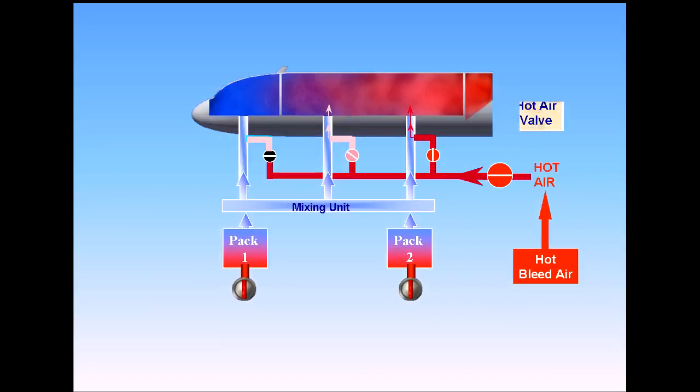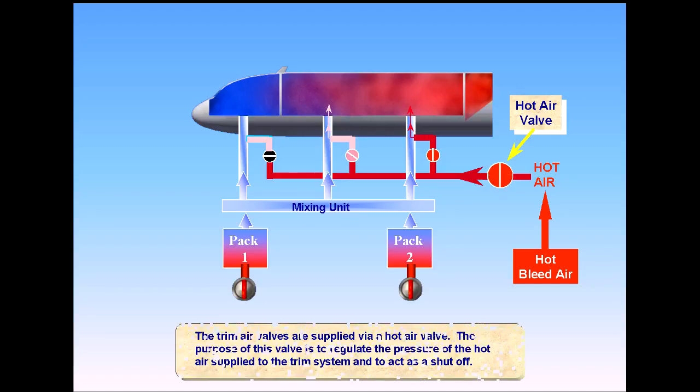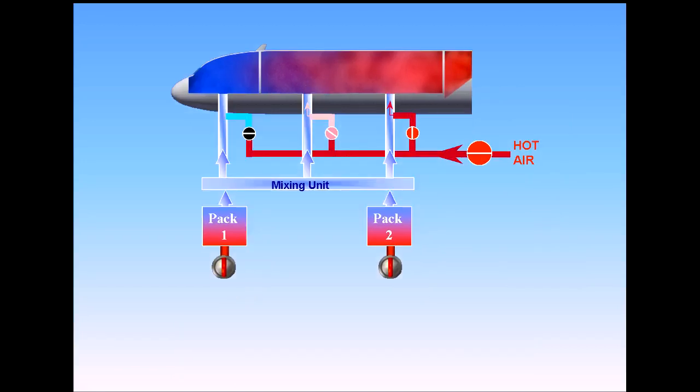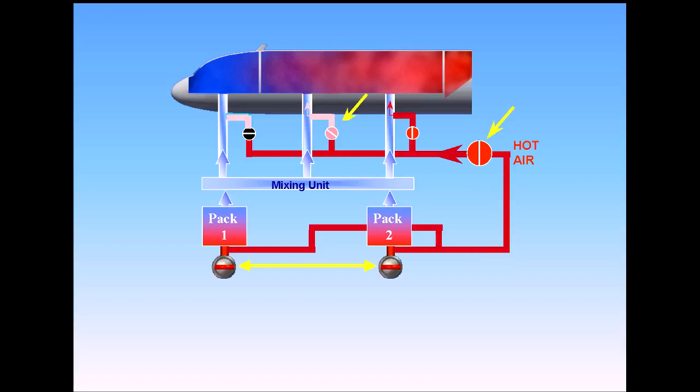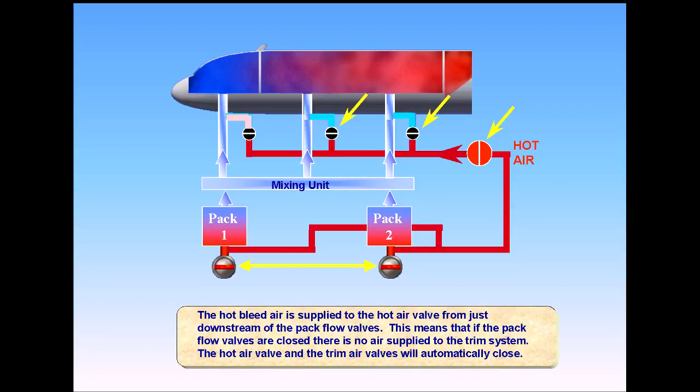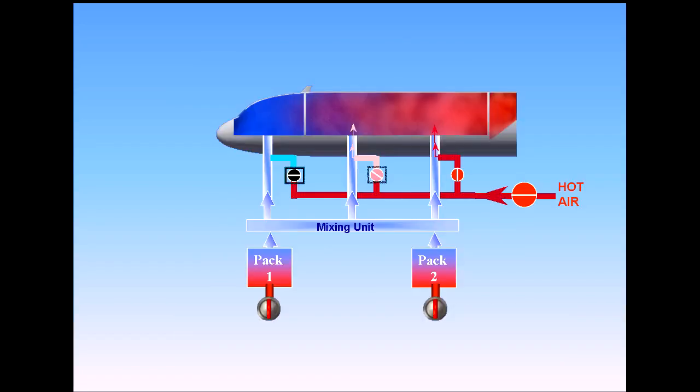The trim air valves are supplied via a hot air valve. The purpose of this valve is to regulate the pressure of the hot air supplied to the trim system and to act as a shutoff. The hot bleed air is supplied to the hot air valve from just downstream of the pack flow valves. This means that if the pack flow valves are closed, there is no air supplied to the trim system. The hot air valve and the trim air valves will automatically close. The trim air valves and the hot air valve are controlled by the zone control computer.